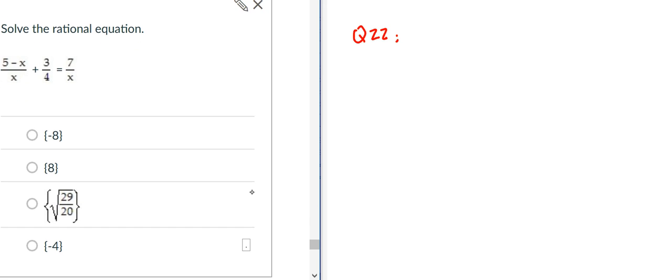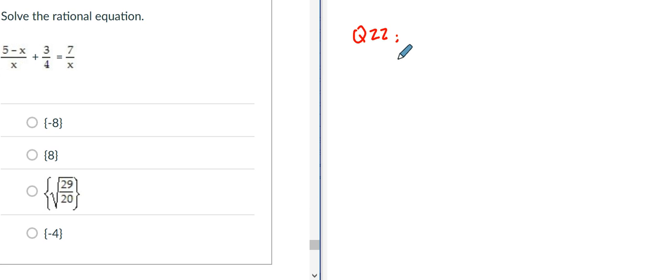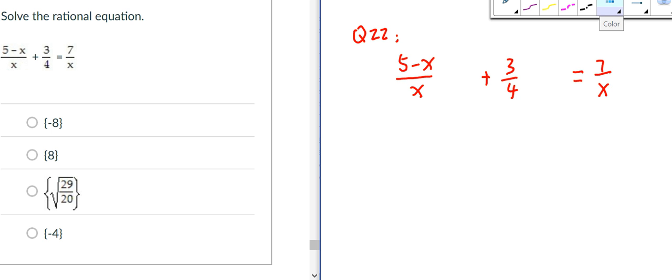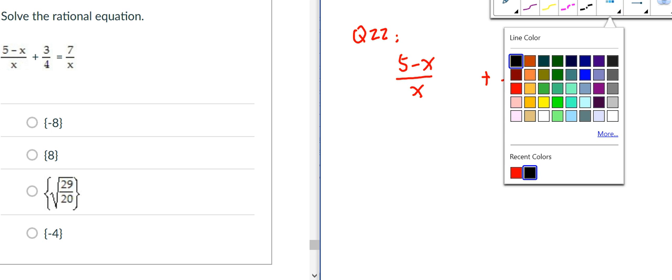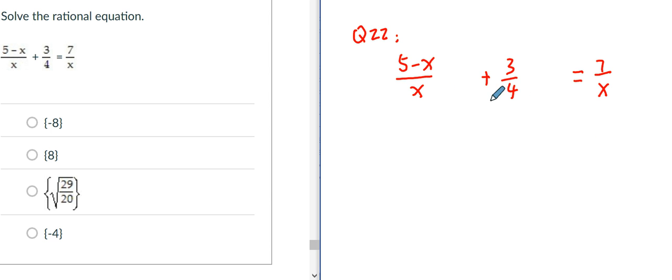Next one looks a little bit complicated. But you know, our step is to get rid of the denominators. You copy the question, leave some space, and start from there. And then you know the LCD. 4 times x is the LCD, quite easy.